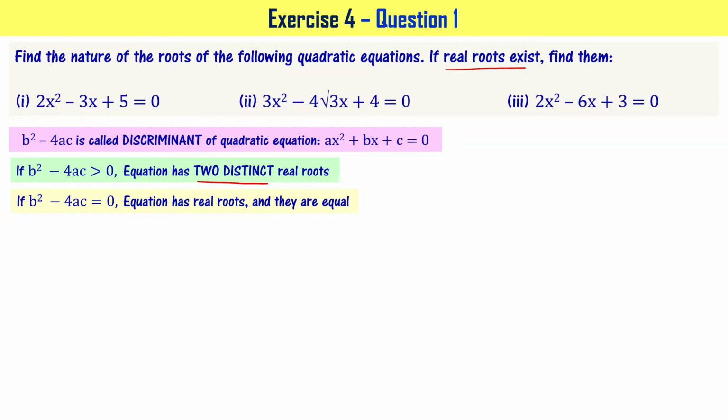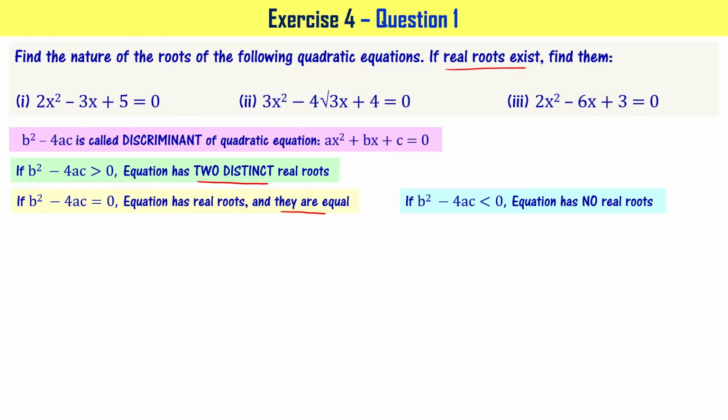If b square minus 4ac is equal to 0, then we know that the equation is going to have real roots, but they are equal, meaning the value of the roots is the same, right? If b square minus 4ac is less than 0, we learned that the equation has no real roots, right? So to solve this problem, first we have to see what is the value of b square minus 4ac, right?